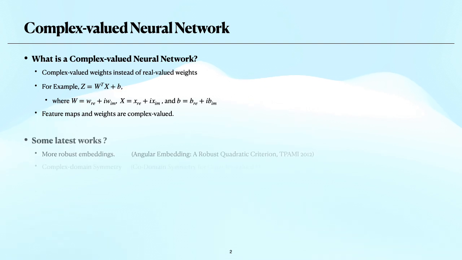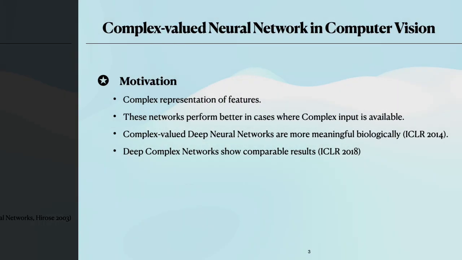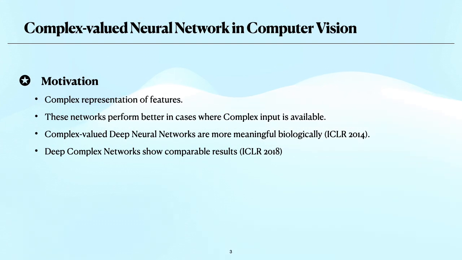There are a wide variety of works that showcase the usefulness of complex valued neural networks. Some show that these networks are better for object-centric learning, while some show uses in applications such as depth estimation and multitask learning. Now let's focus on these networks in the vision domain. Using complex numbers, we can have a better representation of features. We also see that these networks are really useful in areas where complex valued input is inherently available. Earlier work showed that in image classification we get comparable results to real valued networks.